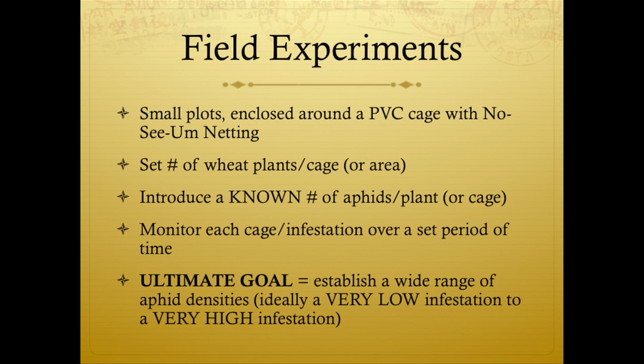Okay, the field experiments were in small wheat plots, caged around a PVC cage with no-see-um netting. This is this really fine mesh that we use. We introduce a set number of wheat plants per cage and then introduce aphids, a known number of aphids. That's very important. Then you monitor each cage or infestation over a period of time. And the ultimate goal is establishing a wide density of aphids across your entire experiment, from very low, hopefully 0 aphids, to very high.